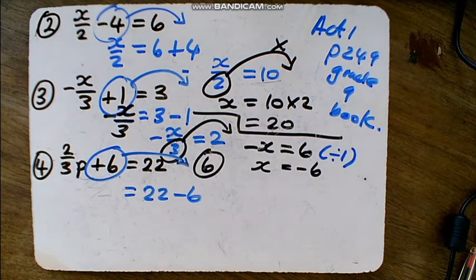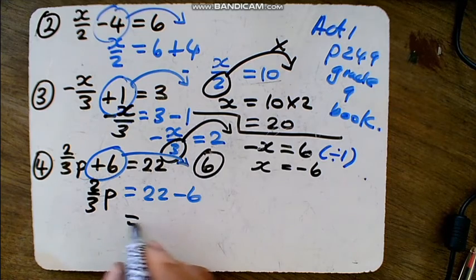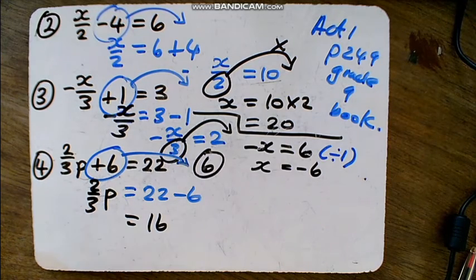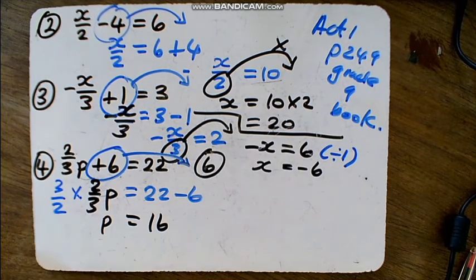First step is to move the plus 6 over: 22 minus 6. What will be left on the left hand side? 2 over 3p. 22 minus 6 is 16. Right? So now class, we got 2 over 3p. How can we get rid of 2 over 3p on the left hand side? Multiply it by 3 over 2.